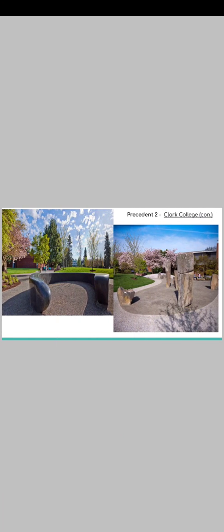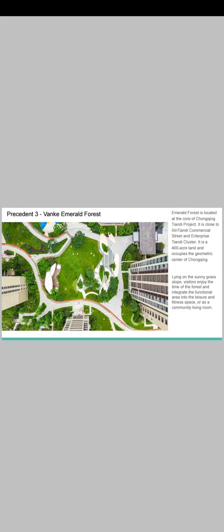This is Clark College continued, and they have a stone garden, which I found to be very nice. Although the seating isn't the best, I guess.